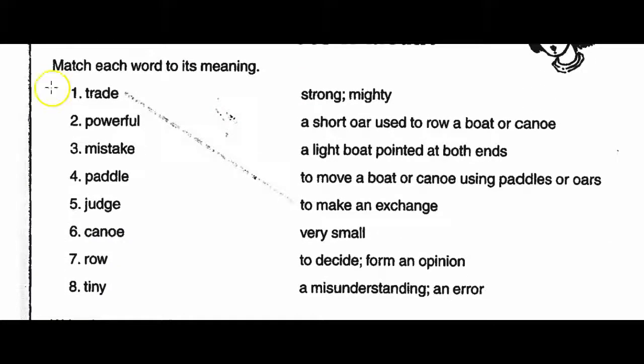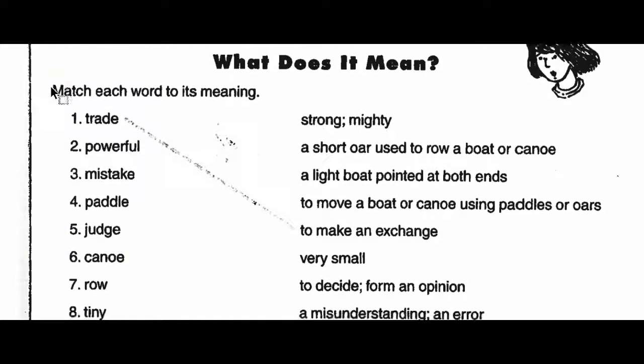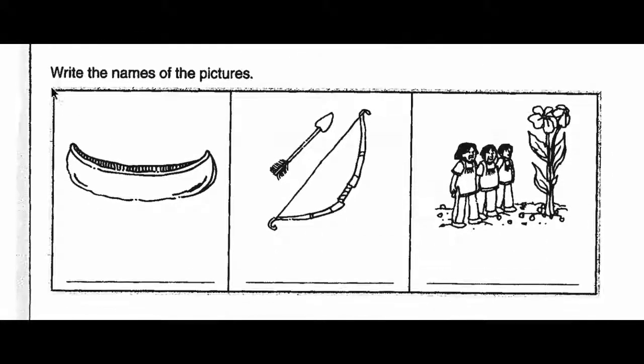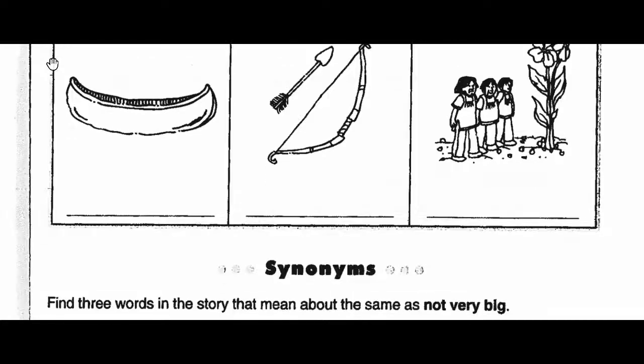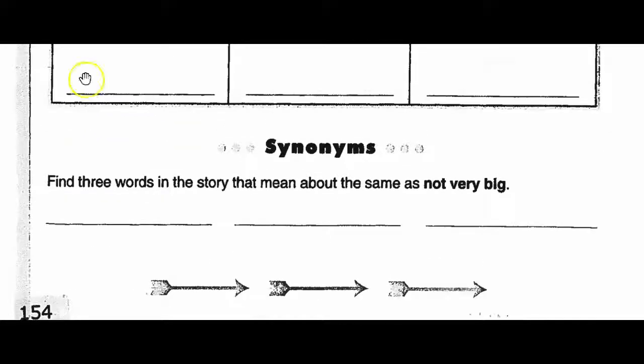And then do those pages right here. It says match each word to its meaning, and then write the names of the pictures. So what do you see in the first picture? What's in the second picture? What's in the third picture? And then find 3 words in the story that mean the same as not very big. So what are 3 words that mean the same as not very big?